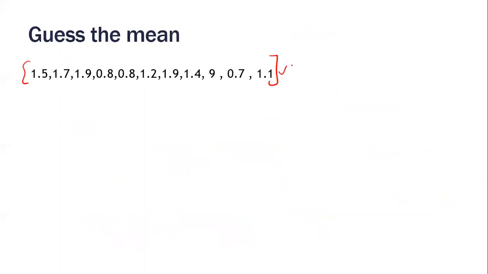When I see this data, I think the mean value should be 1.5 or 1.4. But when I calculated the mean, I got 2.5. Can you tell me why 2.5 is the mean here? What could be the reason? Because of the 9. Because there is one outlier here.